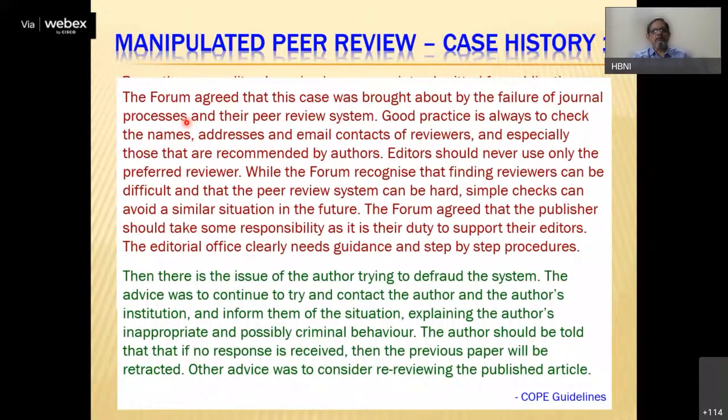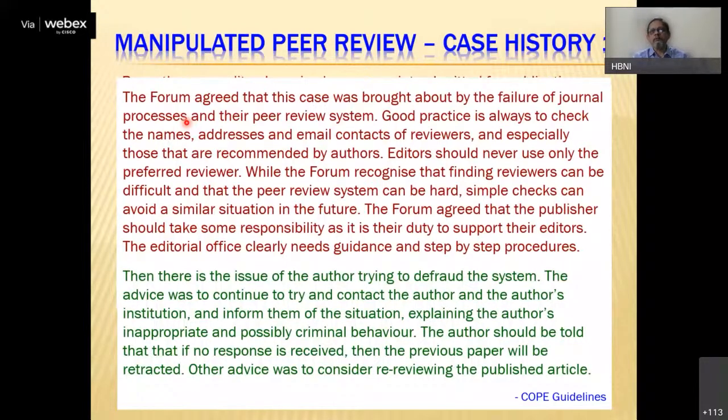And it was also agreed that the publisher should take some responsibility, as it is their duty to support their editors, and the editorial office clearly needs guidance and step-by-step procedures in this case. So also then there is an issue of the author trying to defraud the system. The advice was to continue and try and contact the author and the author's institution and inform them of the situation, explaining the author's inappropriate and possibly criminal behavior.